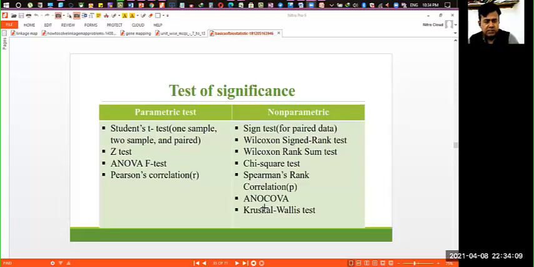What is the test of significance? Parametric test. Parametric tests are the t-test, z-test, ANOVA test, and Pearson correlation. What is the non-parametric test? A lot of non-parametric tests can be applied in surveys mostly. For example, chi-square test, paired t-test, Wilcoxon sign rank test, Spearman's rank correlation, ANCOVA, and Kruskal-Wallis test. That is non-parametric.